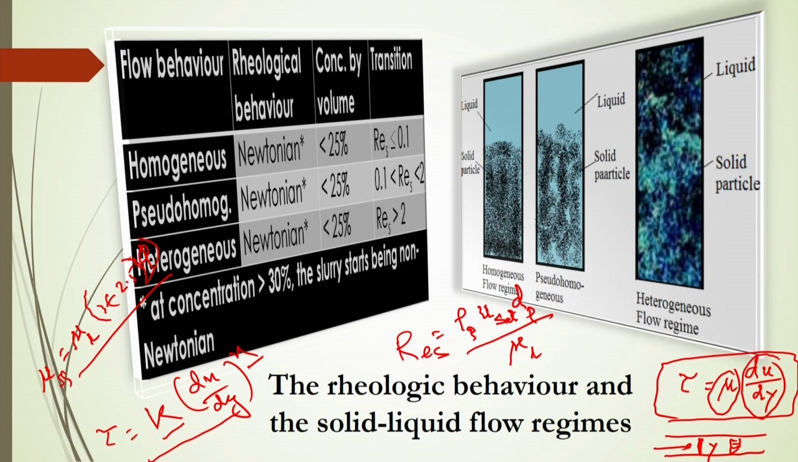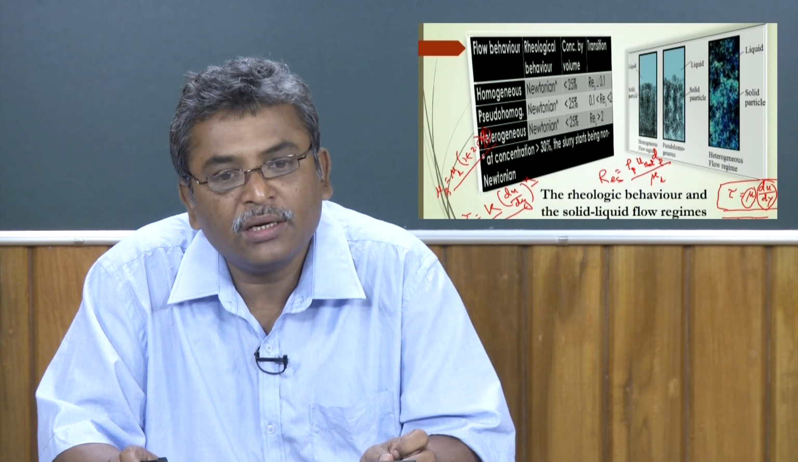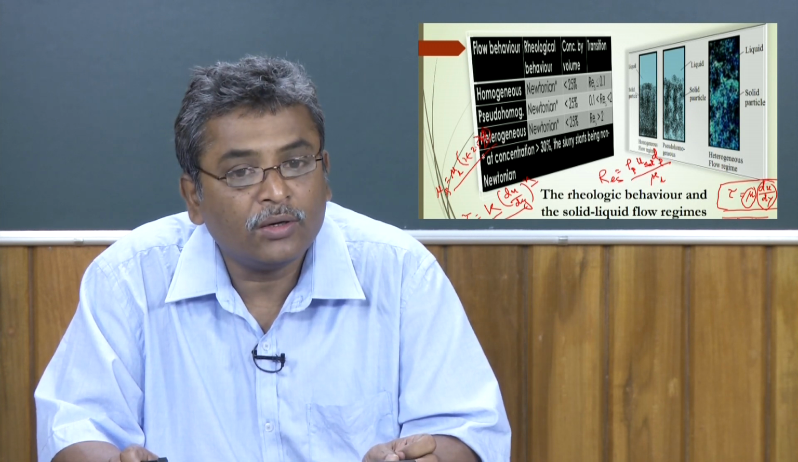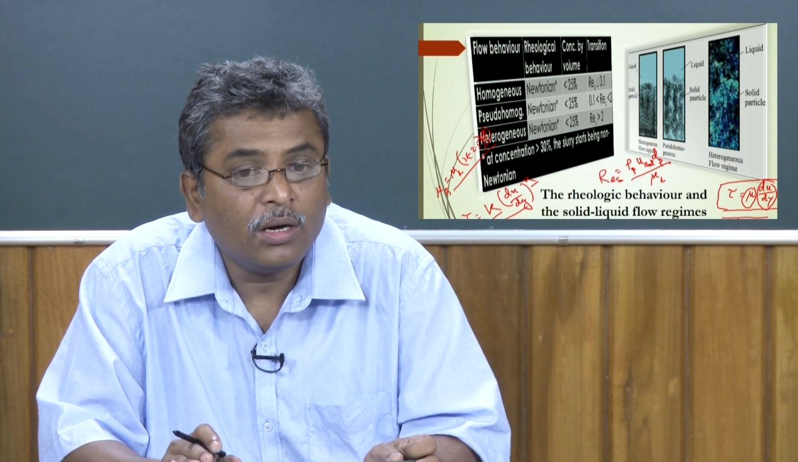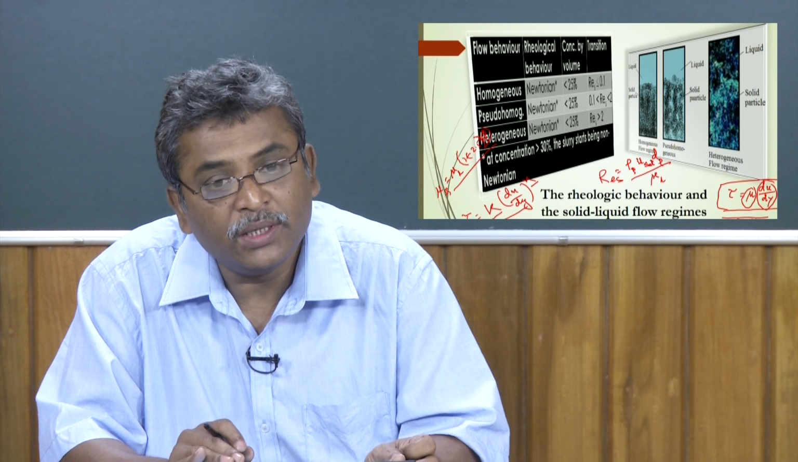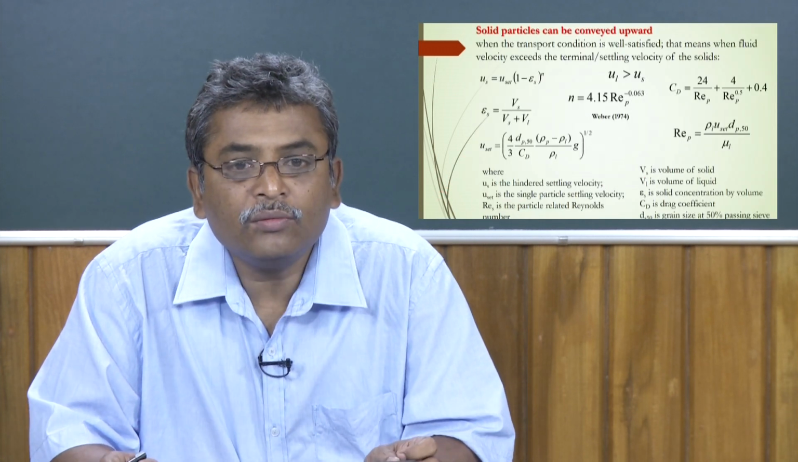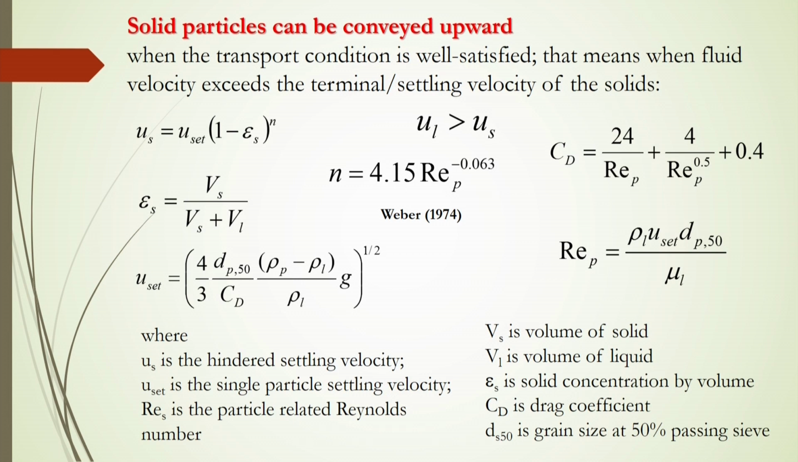Now, if you run the fluidization with higher concentrated solid particles, then you have to calculate the slurry viscosity not as a Newtonian, it will be non-Newtonian fluid flow, and the viscosity will be something different. Now, solid particles can be conveyed upward if the transport condition is well satisfied.